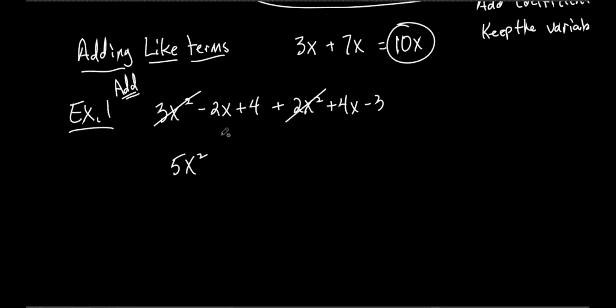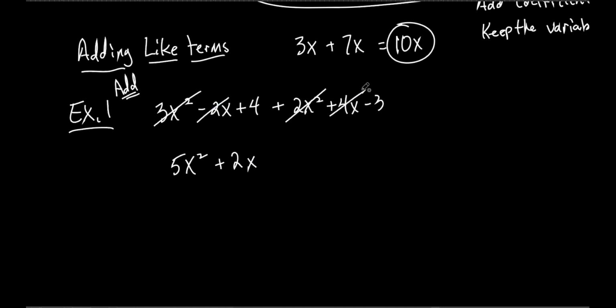So what's my next one? Let's do the x's. Yep, it's negative 2x plus 4x. Or you could say, like Faith did, 4x minus 2x. What is that? Plus 2x. All right, and I get rid of that.